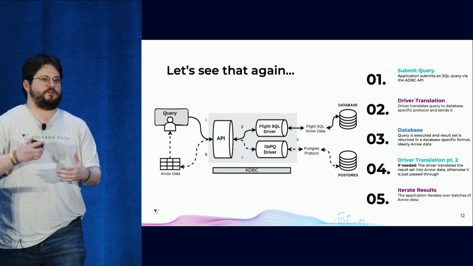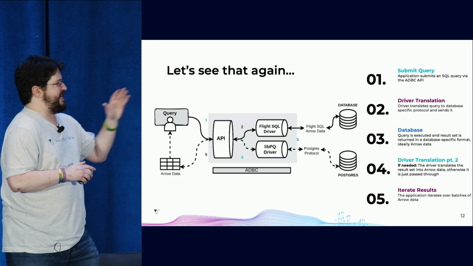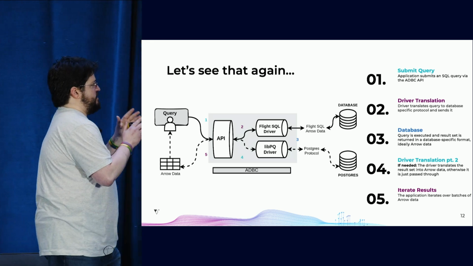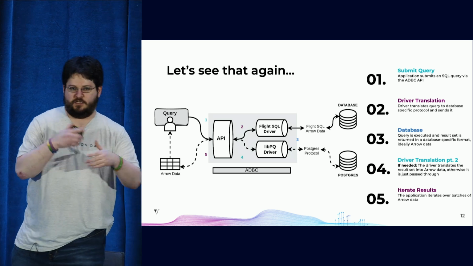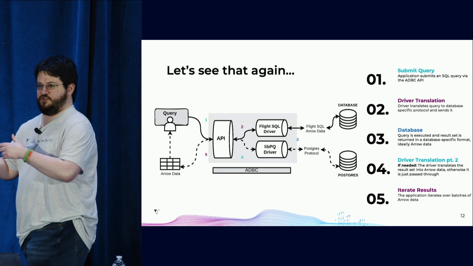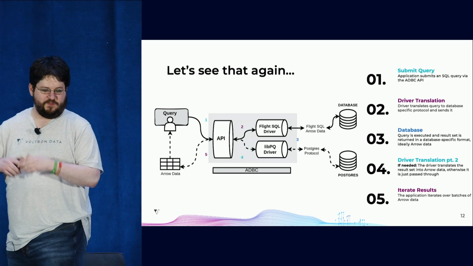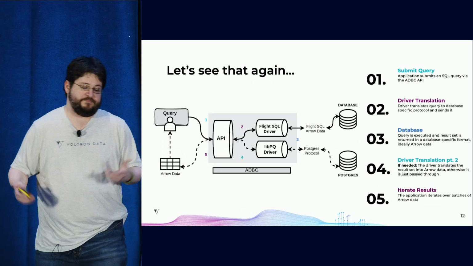Okay, so let's look at that example again. That's the workflow we showed earlier. Let's look at that again, but this time we're going to do it using ADBC. So you've got your application, you've got your query. You're going to send your query to the API, to ADBC. ADBC is a spec. And then you're going to hit whatever driver you're using, whether you're using Arrow Flight SQL, or maybe you're using Postgres because you're going to a row-oriented database.